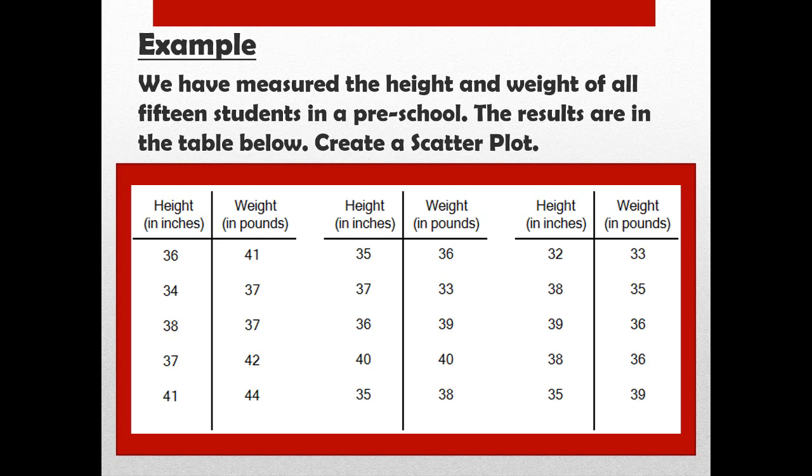We had a child that was 34 inches and weighed 37 pounds. Another child that was 38 inches and weighed 37 pounds. Then a 37-inch tall child that weighed 42 pounds. And so on and so forth through all of this data. We have all 15 of these values. What we want to do is put them on a scatter plot.